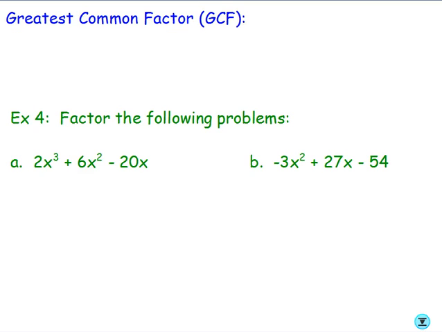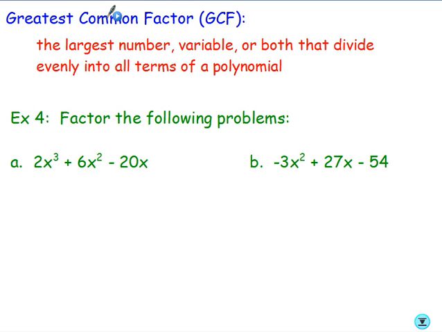That's the idea of a greatest common factor. For us, it is, again, the largest, because greatest means largest, but it can be a number, a variable, or both that divide evenly into all terms. Must go in evenly. So let's take a look at example 4 together.